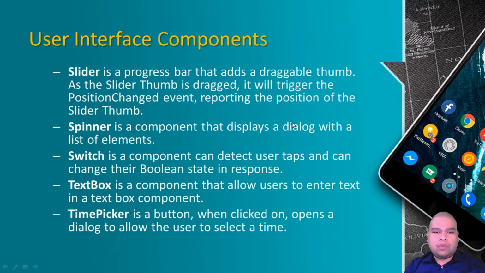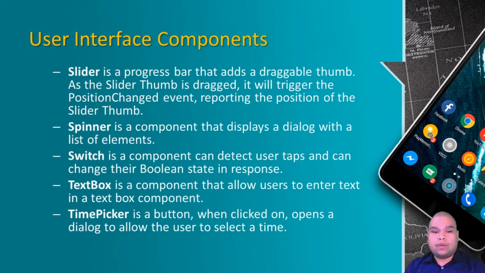We also have your spinner. It is a component that displays a dialog with a list of elements. We also have your switch. It is a component that can detect user taps and can change their Boolean state in response. So we also have your text box. It is a component that allows users to enter text.